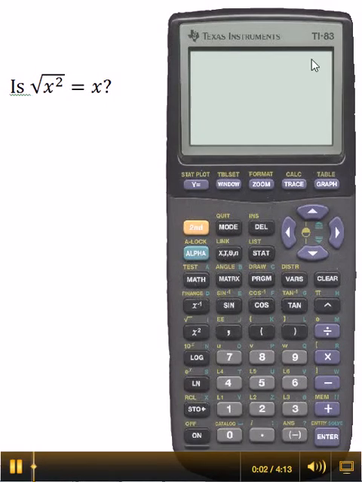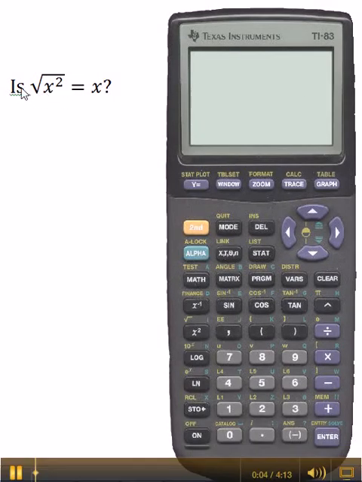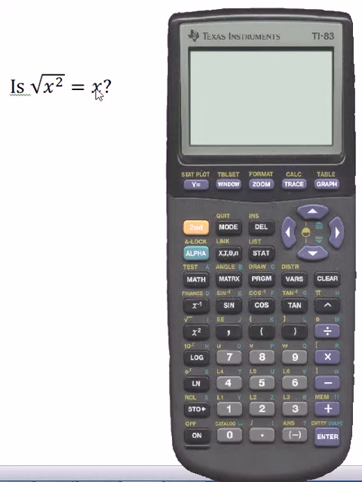All right, we are going to see if the square root of x squared is equal to x by using our calculator. So to go about doing this, you would want to plug in the square root of x squared into the calculator. Let's go ahead and clear that. Second square root of x squared.